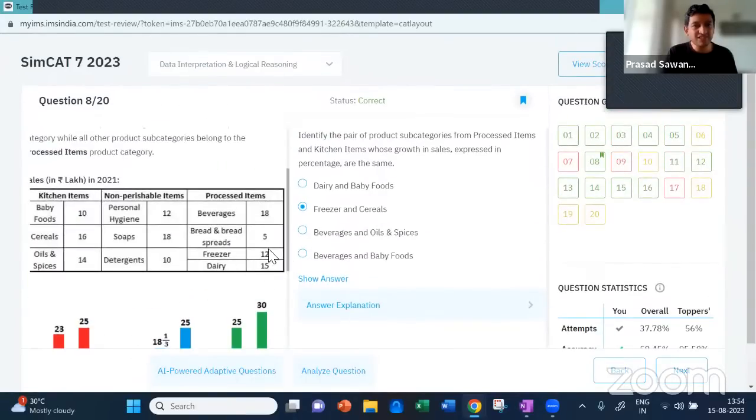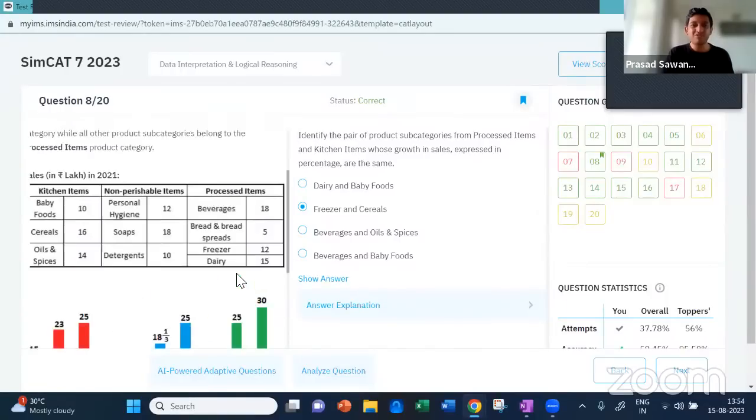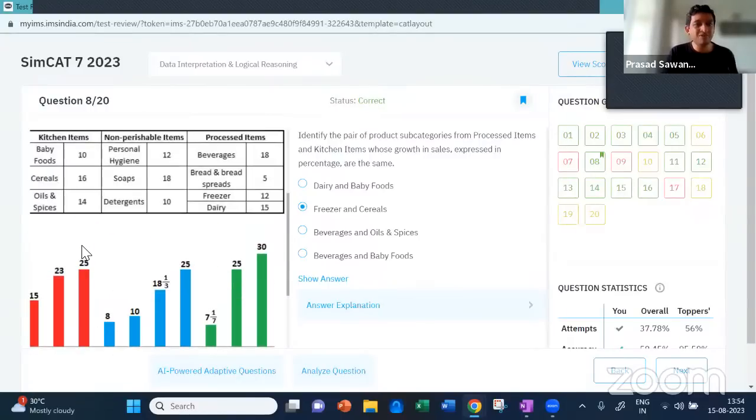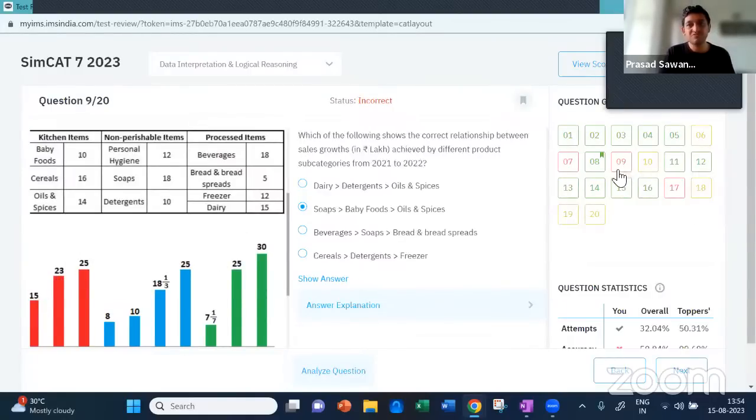So cereals ka peta, freezer was 12, and I assume that if I have to get 25% of something out of these, 25% of 12 is the best number because I can get a proper integer 3. And cereals can be the same thing, 25% of 16 again was much easier to get than 23% of 16 or 15% of 16. I could have been wrong, but that was a guess that I took. So it was fine. Yeah, again, I took a guess. This one was wrong.